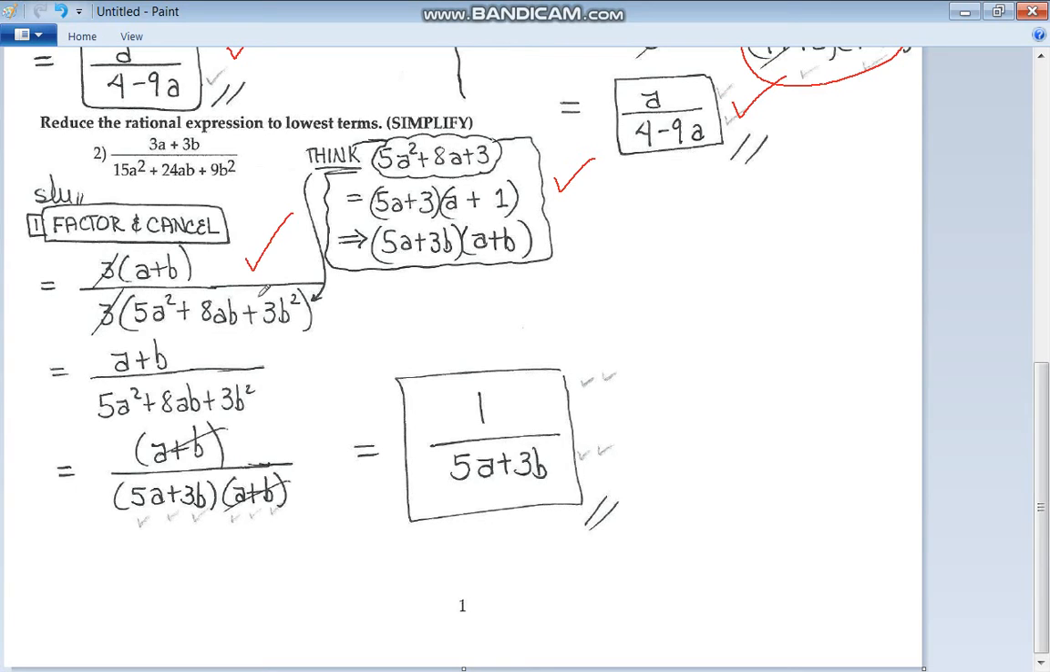Now I'm going to factor the bottom, but I'm going to ignore the b, and I factor it as 5a plus 3 times 5a plus 1, and then I plug the b back in. And here's my factorization down here. And I'm able to cancel a common factor of a plus b. That leaves a 1 on the top, and then the parenthesis on the bottom, and the final answer is 1 over 5a plus 3b. And that takes us to our next question.